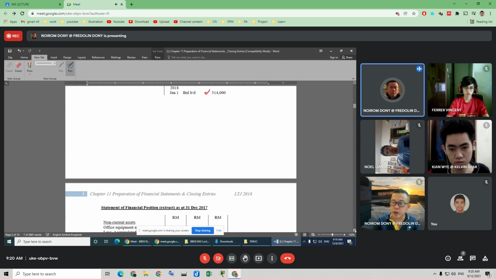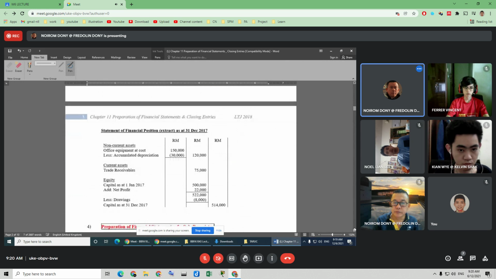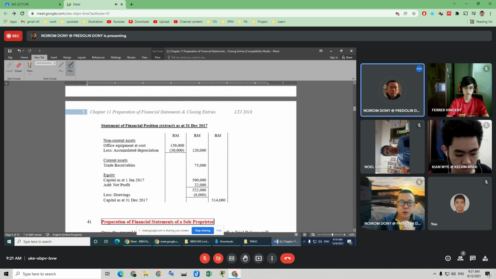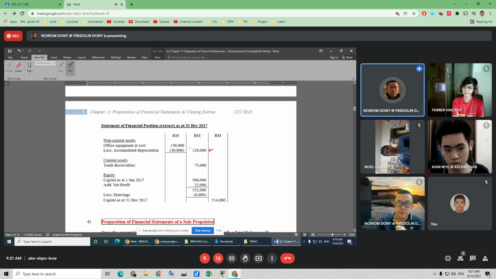Okay, so this is the extract. So your non-current asset, show the office equipment less accumulated depreciation. So this is the net book value, 120,000. Put in the second column. And then current asset, we have trade receivable. Then this one should be a total asset. And then equity, because this is only extract. They don't show you the total because we don't have the full version of the statement of financial position here. This is only showing where we should put the item.